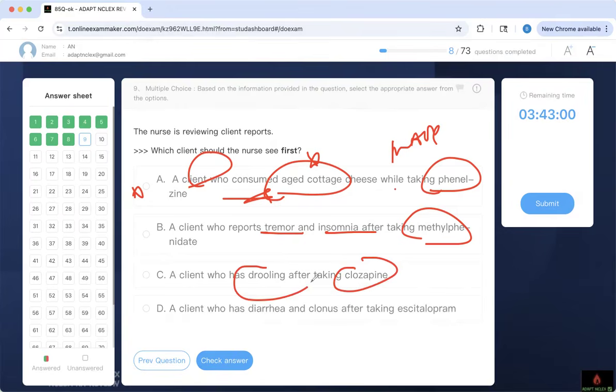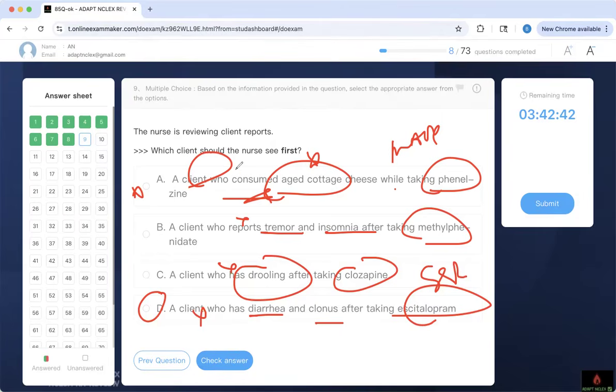Therefore, on salivation, you're going to drool if you salivate too much. Based on that, you can see that 4 is the right answer. What is the problem? Escitalopram is what? An SSRI. If you have diarrhea and clonus, that's what? Serotonin syndrome.